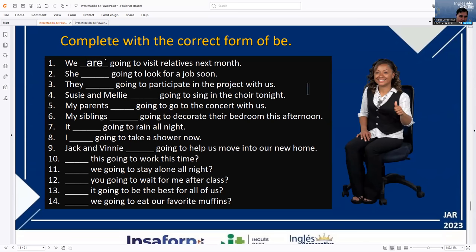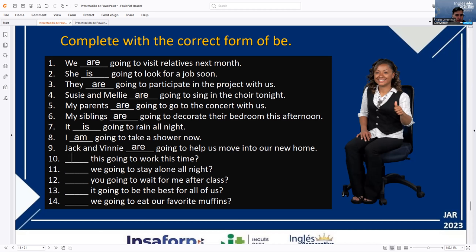We are going to visit relatives. She is going to look for a job. They are going to participate in the project with us. Susie and Melly are going to sing in the choir tonight. My parents are going to go to the concert with us. My siblings are going to decorate their bedroom this afternoon. It's going to rain all night. I'm going to take a shower now. Jack and Vinny are going to help us move into our new home.